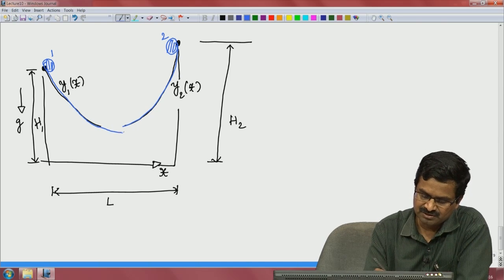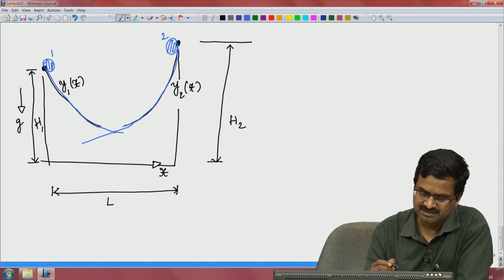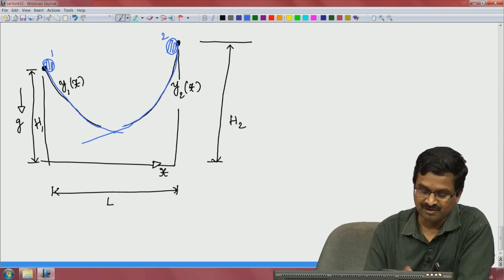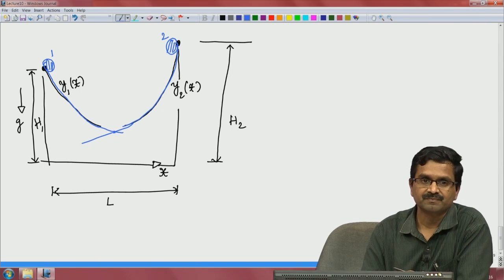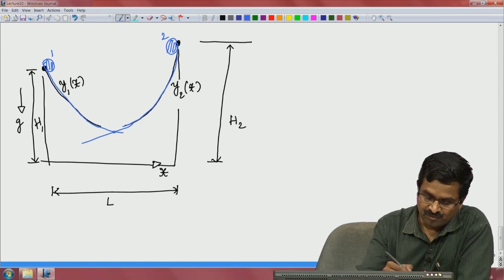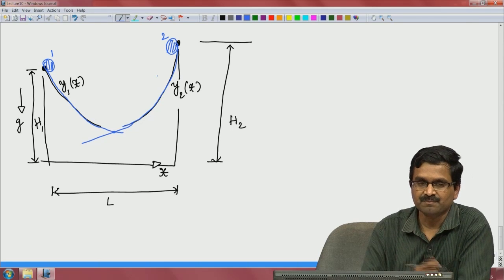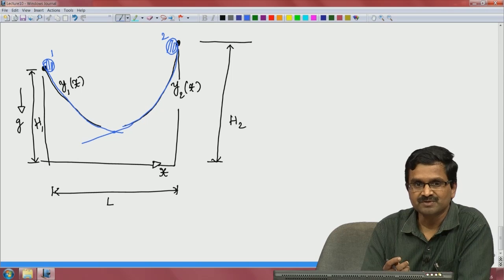At some point these two will meet, okay, some point we do not know where they will meet. At that point we want it to be the minimum time. It is a Brachistochrone problem with a little twist.